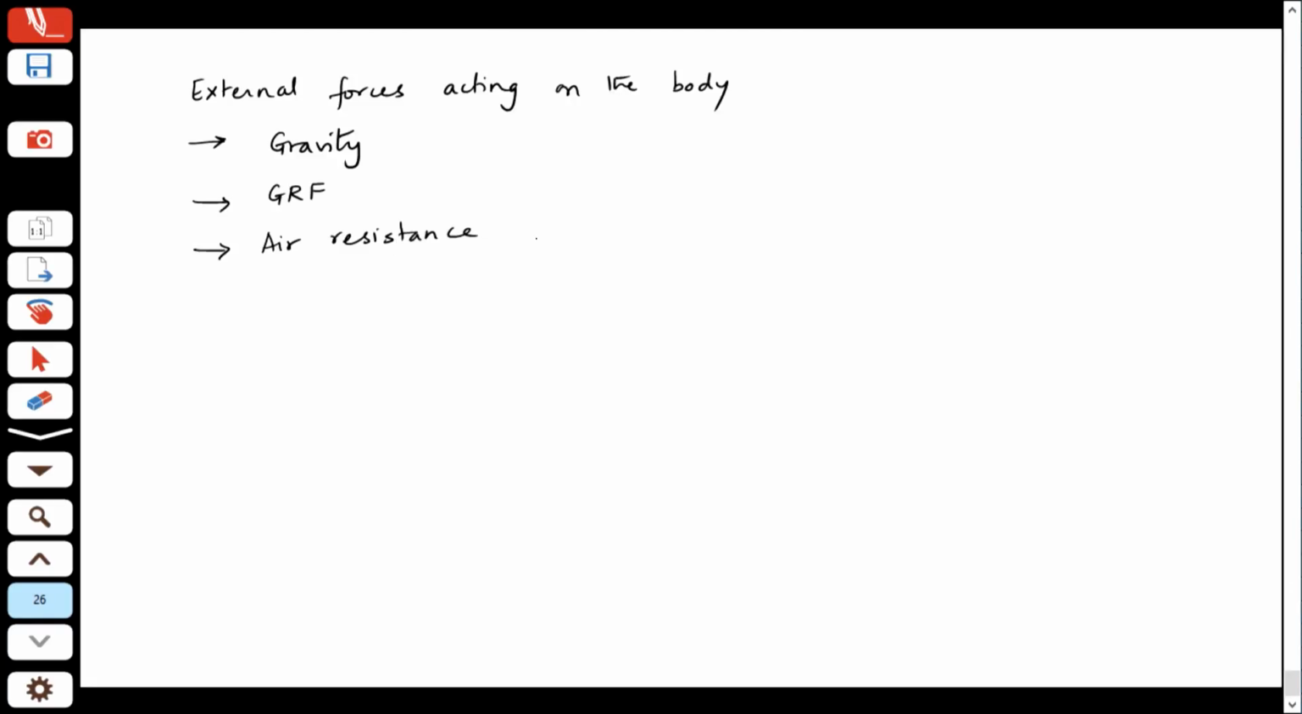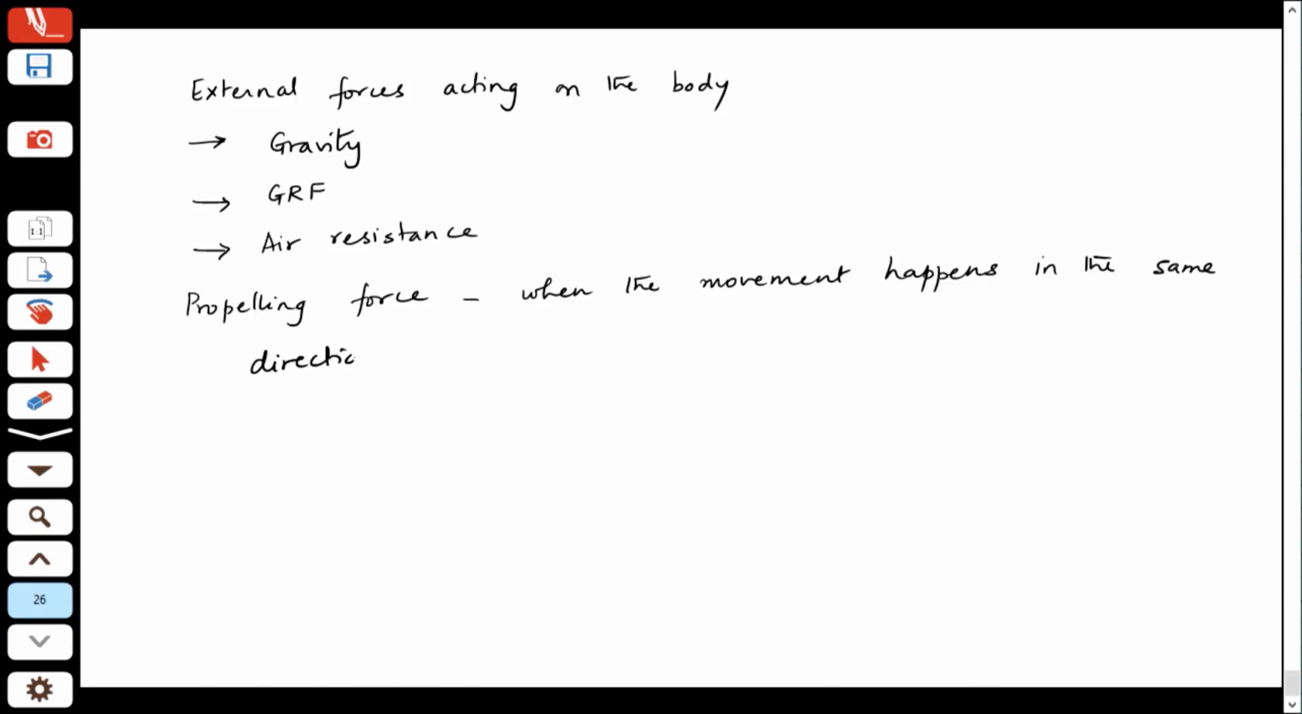So, when do you say it is a propelling force? When you want to move in a certain direction and the force is aiding that motion. Propelling force is when the movement happens in the same direction as the force.